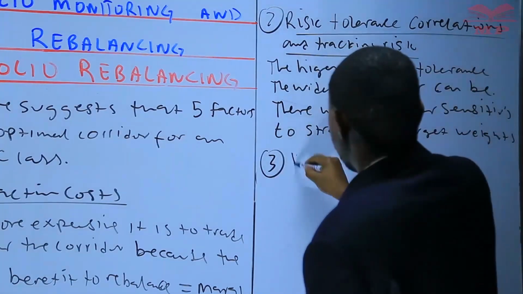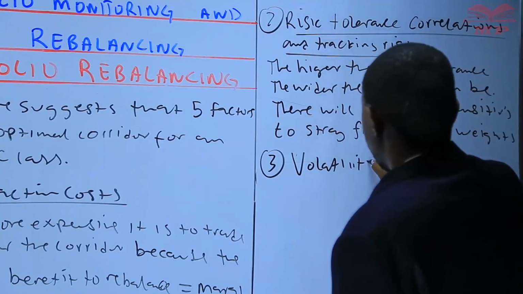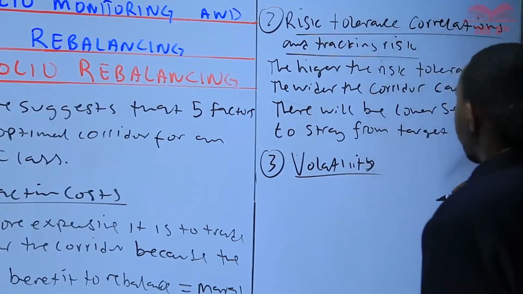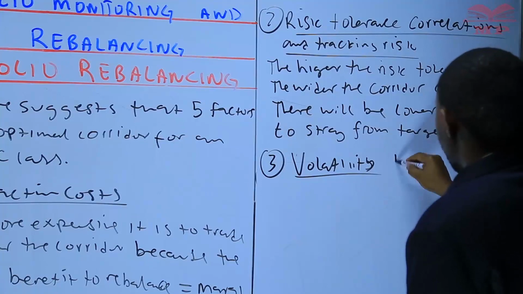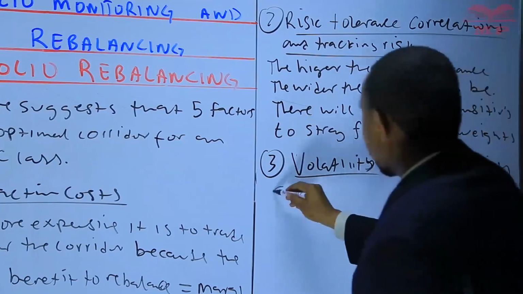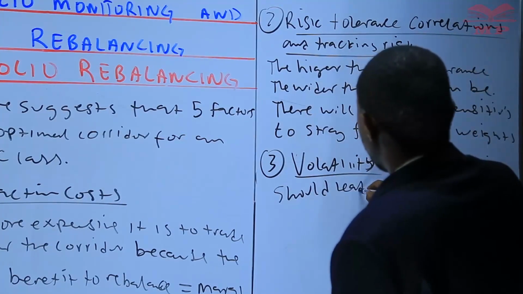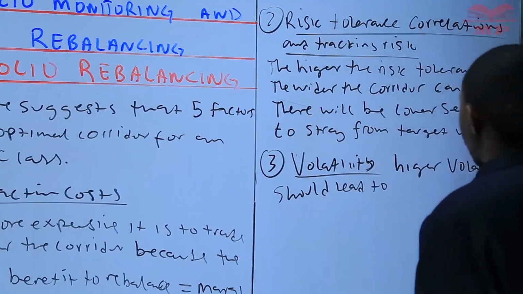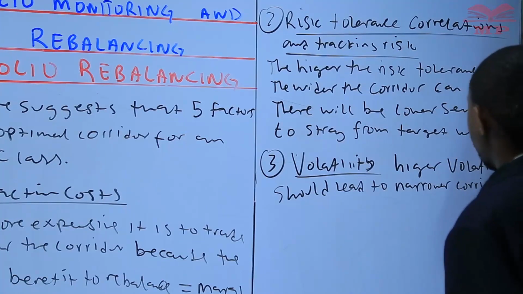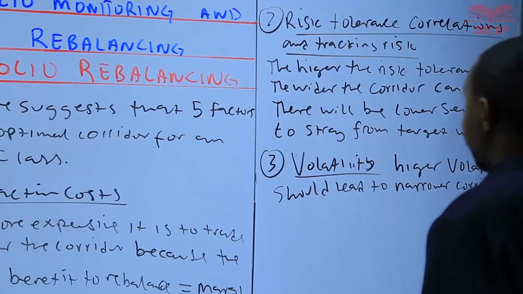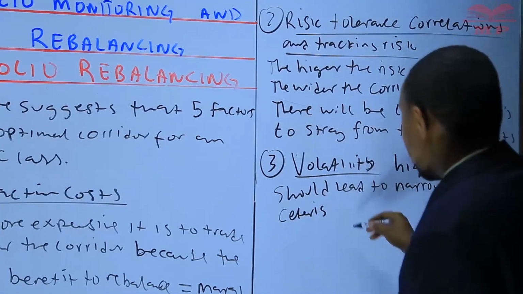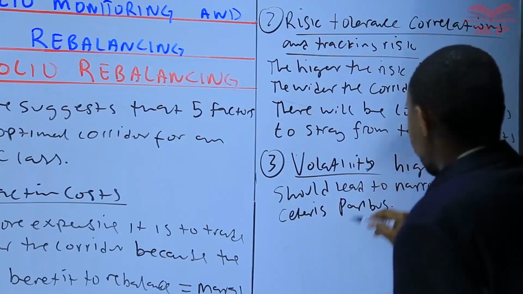Point number three is volatility. Higher volatility should lead to a narrower corridor, ceteris paribus, or all else equal.